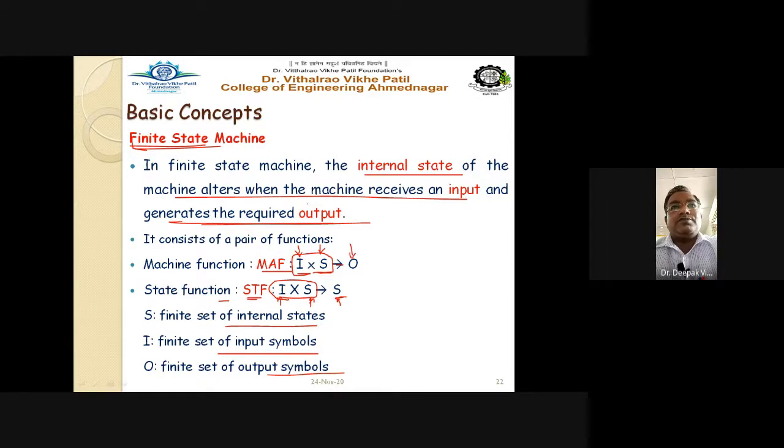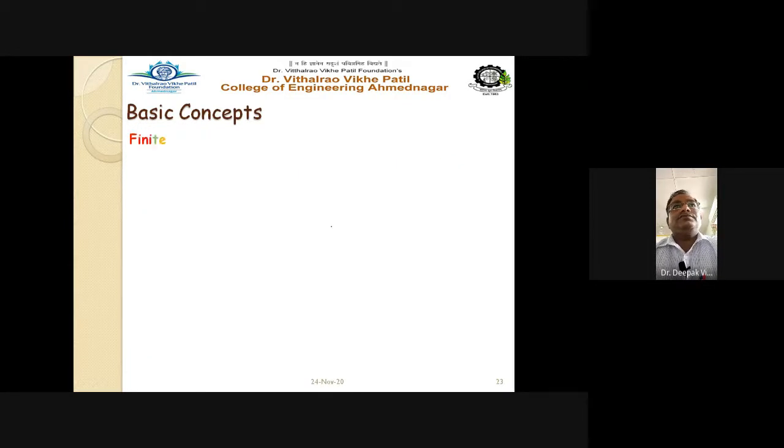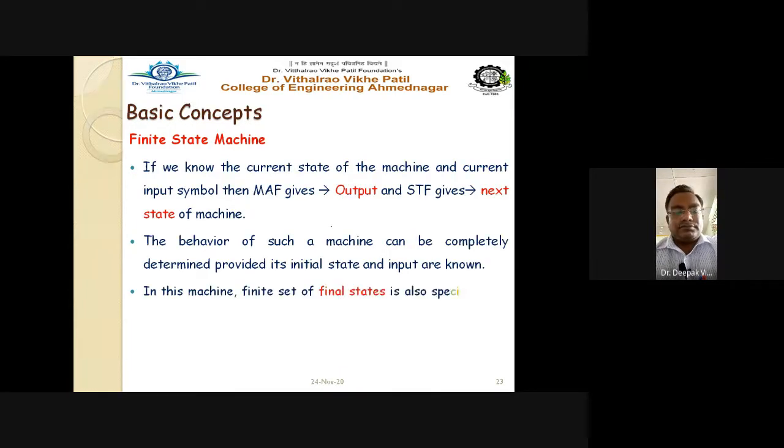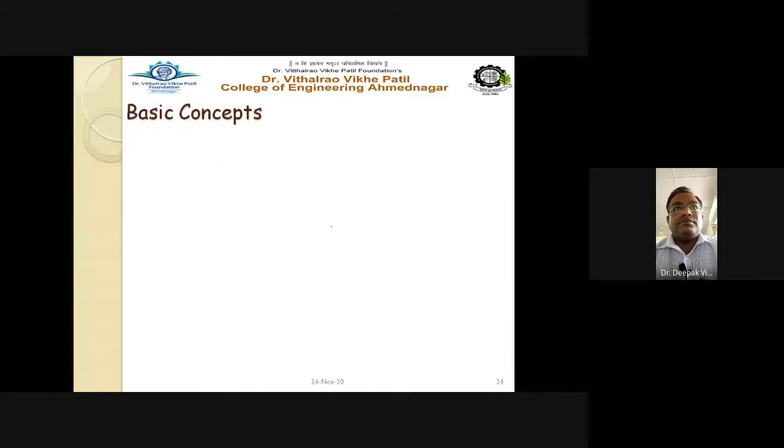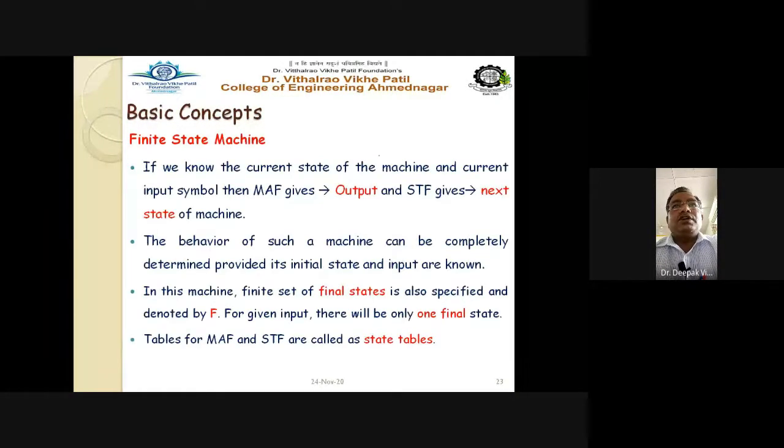Getting this point? In a finite state machine, states are important. State multiplied by input gives output, that is called a machine function. And state multiplied by input gives the next state, that is called the state function. If we know the current state of the machine and the current input symbol, then the machine function gives the output, and STF, the state function, gives the next state of the machine.